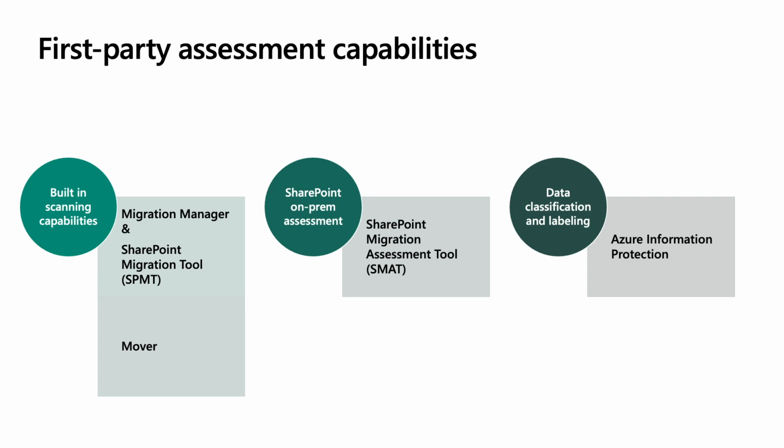Migration is a journey, which often starts by taking an inventory of your environment. Using our first-party tools, you can scan your environment to assess and plan your migrations. Today, you can leverage the built-in scanning capabilities in our first-party tools, including Migration Manager, SharePoint Migration Tool, and Mover. And using the SharePoint Assessment Tool, you can assess your on-prem server content. And finally, using Azure Information Protection Solution, you can start classifying and labeling your file share content even before you start migrating so that you can bring security and compliance early into the migration process.